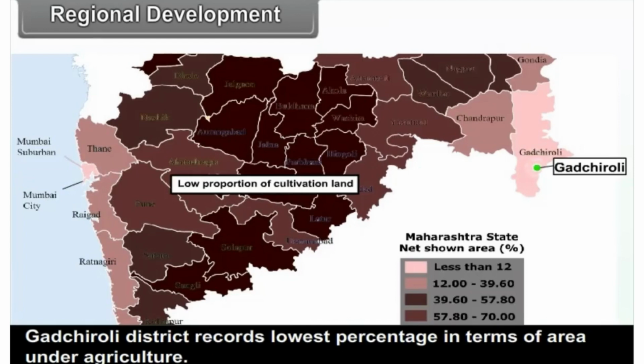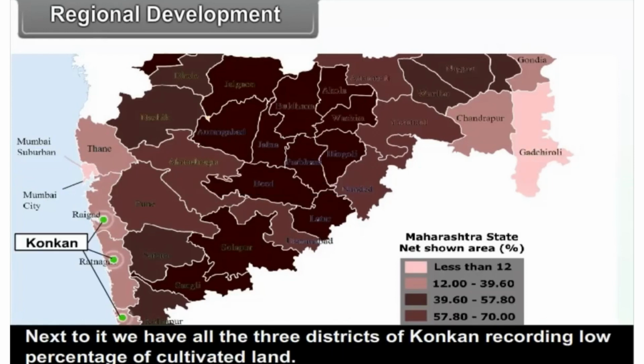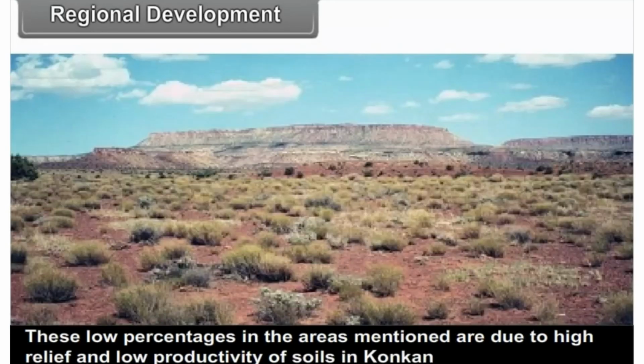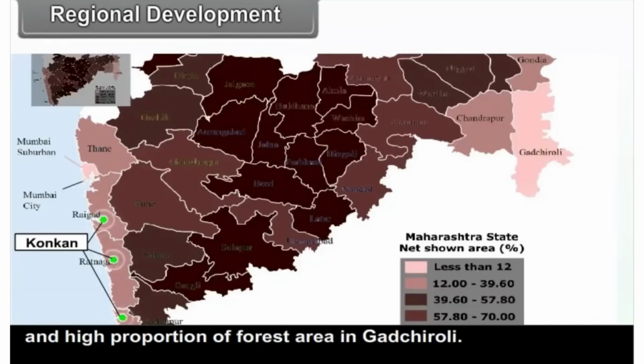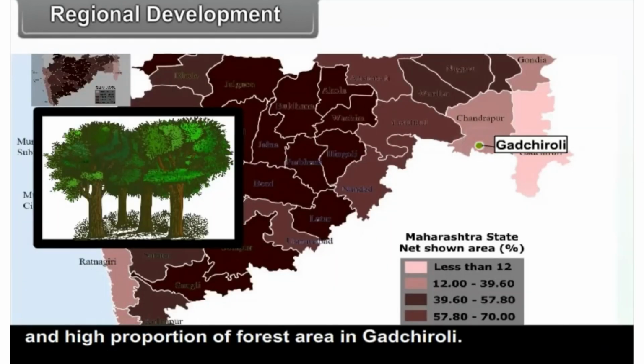Gadchiroli district records the lowest percentage in terms of area under agriculture. Next to it, we have all the three districts of Konkan recording low percentage of cultivated land. These low percentages in the areas mentioned are due to high relief and low productivity of soils in Konkan and high proportion of forest area in Gadchiroli.